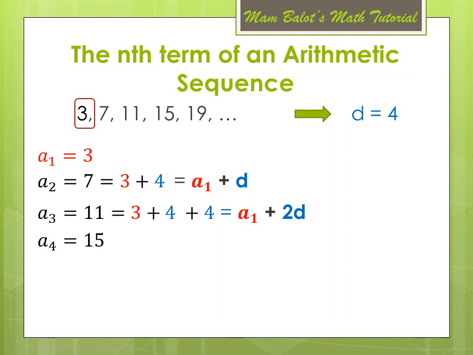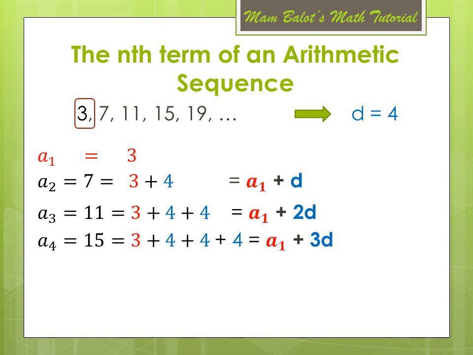The next one is the fourth term. A sub 4 is equal to 15, which is equal to 3 plus 4 plus 4 plus 4. So there are already 3 fours, so we add 3 common differences. Therefore, the fourth term can be expressed as a sub 1 plus 3d. The fifth term is equal to 19, and it can be expressed as 3 plus 4 plus 4 plus 4 plus 4. So there are already 4 fours added, therefore the fifth term can be expressed as a sub 1 plus 4d.